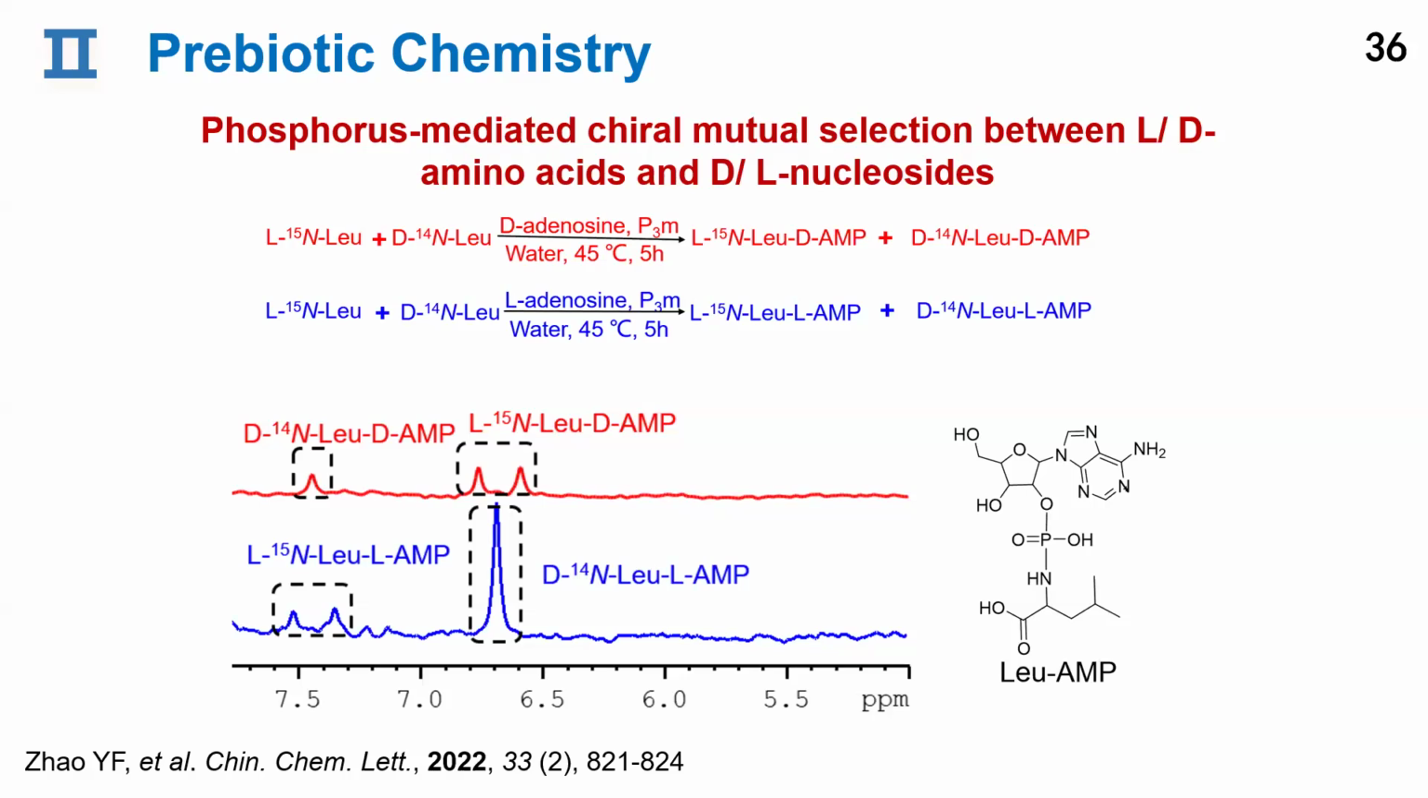D-nucleotides are more likely to react with L-amino acids to form the corresponding aminoacyl nucleotides. For L-nucleotides, D-amino acids are preferred. That there may be a chirality different from the chirality of the Earth system further suggests that there may be life in a mirror world of the Earth.